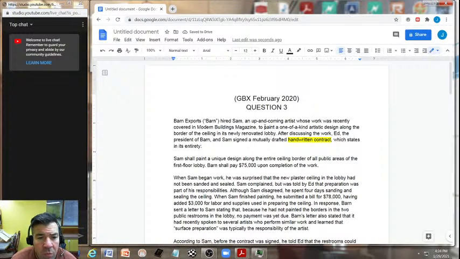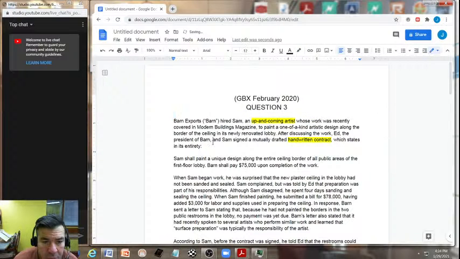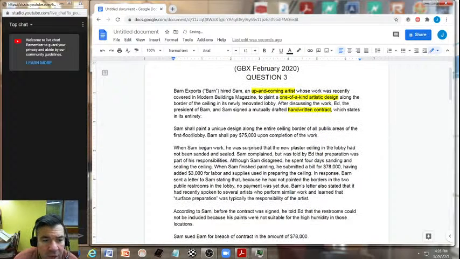Now up here as well, I wanted to bring to our attention that we have an up-and-coming artist. Okay. Now, and then to paint a one-of-a-kind artistic design, make sure to bring that out. Okay. Now, Sam shall paint a unique design along the entire ceiling border of all public areas of the first floor. Barn shall pay $75,000 upon completion of the work.